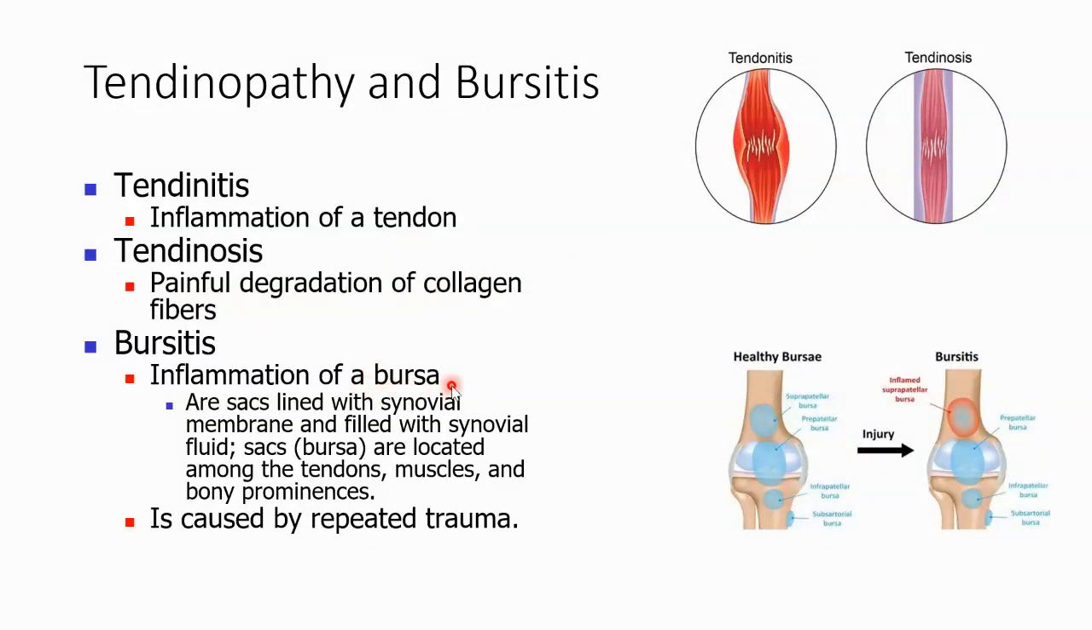Bursitis, inflammation of a bursa. And you can see these are bursa right here. So that's an inflamed one. These sacs are lined with synovial fluid, and they have a synovial membrane around them, and they're called bursa. They tend to be located among the tendons, muscles, and bony prominences, okay? So here are healthy bursa, and if somebody has an inflammation of these areas, we call it bursitis.